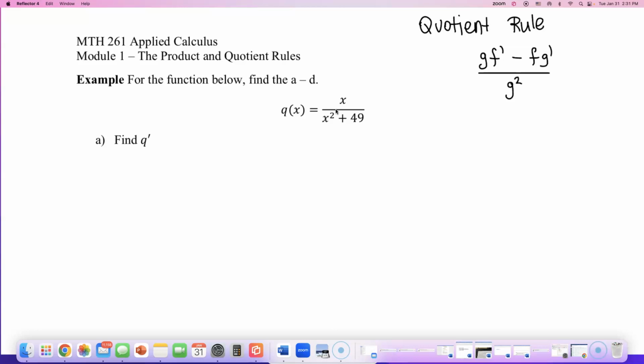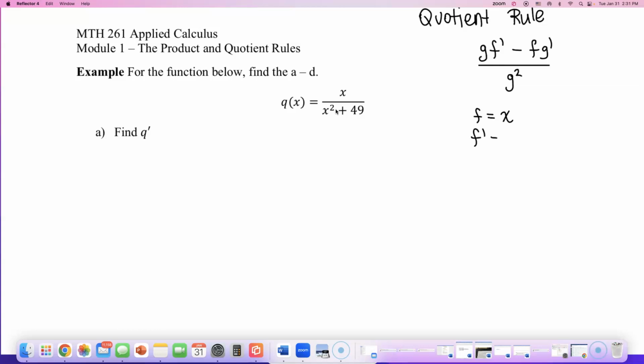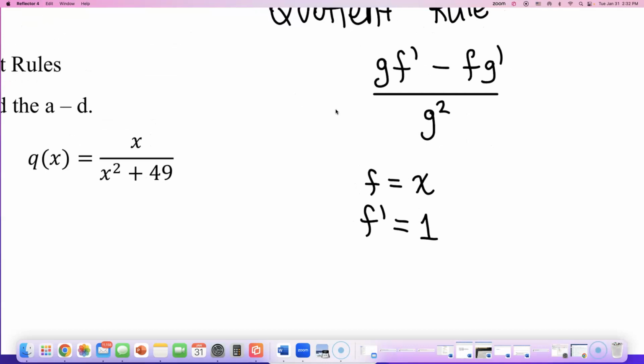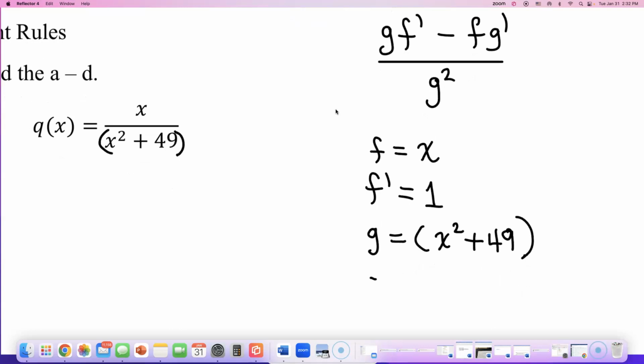So let me label the pieces here, like f prime and g prime. f is the original numerator of the function. So f will be just x. Take the derivative of that. What is f prime? f prime will be just 1. Now let's do g. g is the bottom of the fraction, which is x squared plus 49. And if you take the derivative of that, that's going to give you 2x.